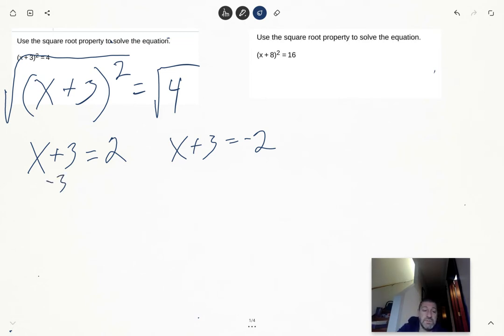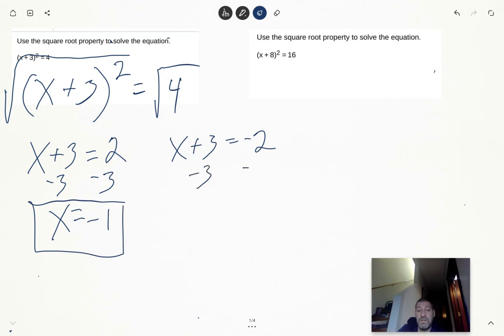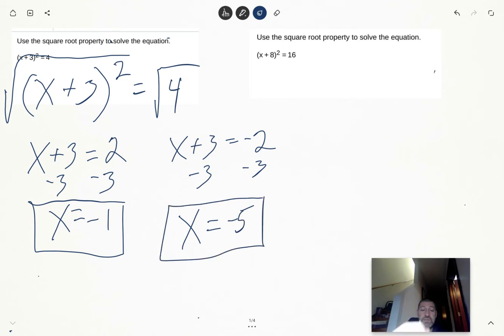So here we're going to subtract 3 from both sides, and we end up with x equals negative 1. Okay, and then on this side, we subtract 3, and negative 2 minus 3 is negative 5. So the two solutions here would be negative 1 and negative 5. And don't forget, anytime you're solving for a variable, you can plug in those values to make sure that they, in fact, solve the equation.